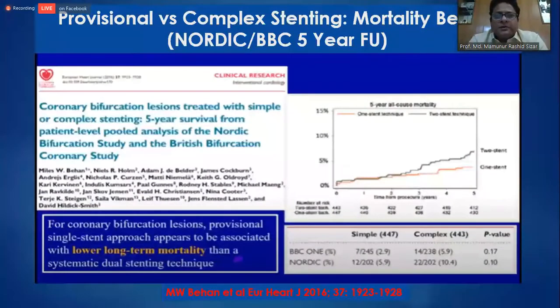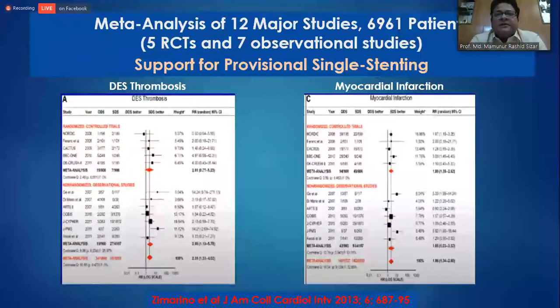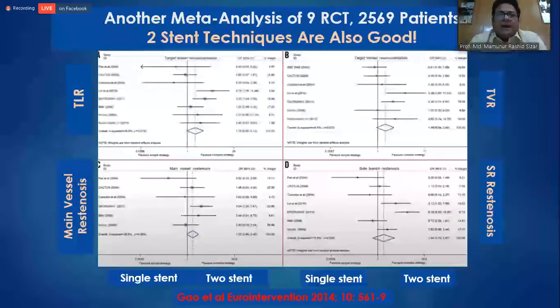One of the trials, the Nordic trial, shows that for coronary bifurcation lesions, the provisional single-stent approach appears to be associated with lower long-term mortality than a systematic dual-stent technique. And a meta-analysis of 12 major studies with around 7,000 patients supports provisional single stenting. Another meta-analysis shows that two-stent stenting is also good.